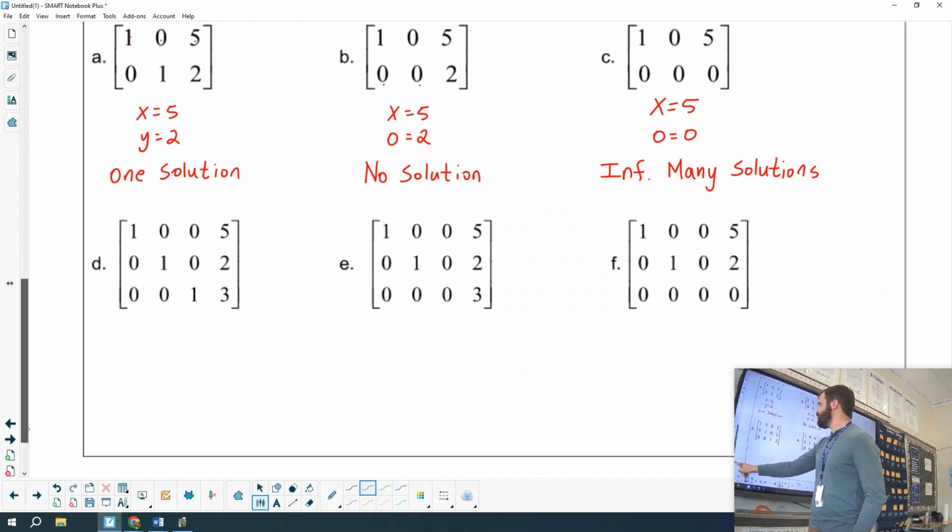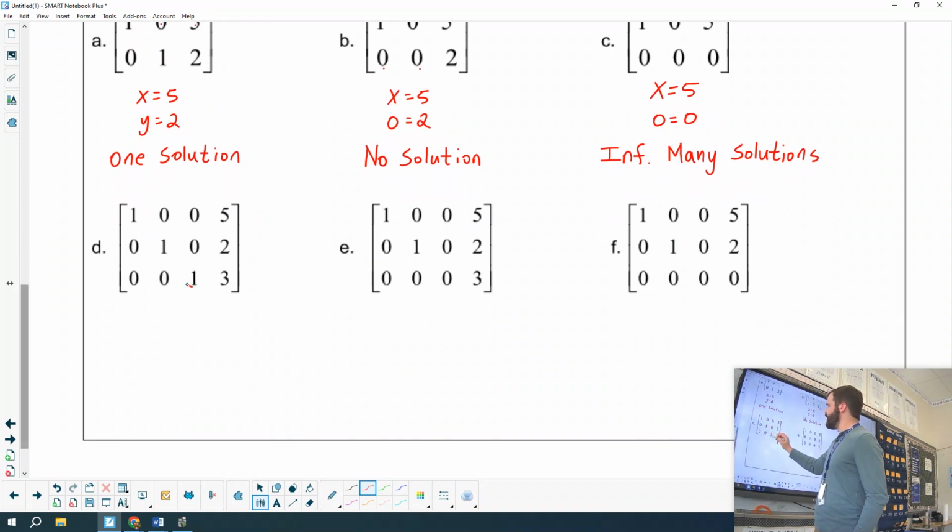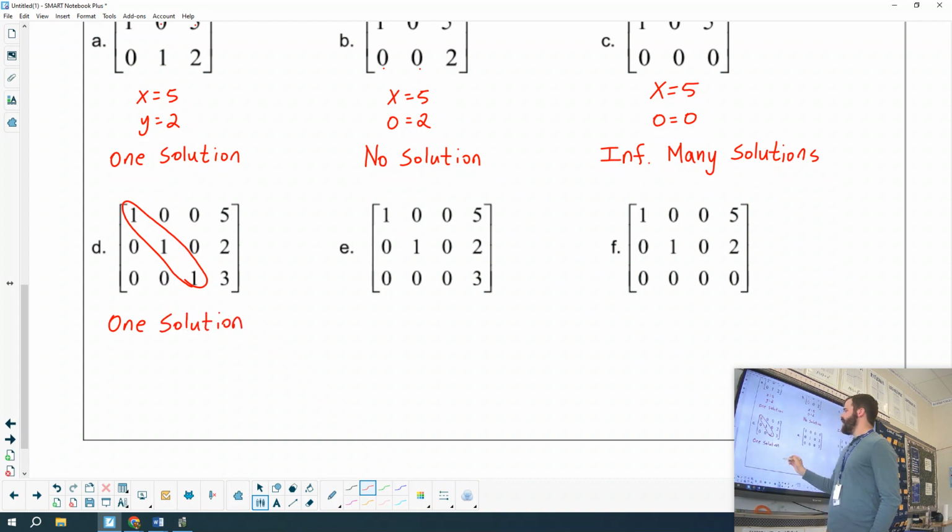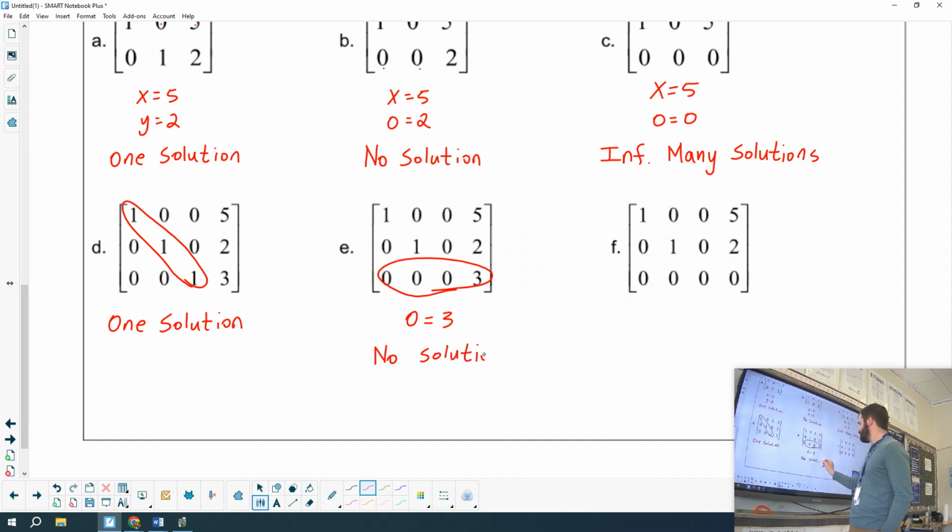We can do the same thing with our 3x4s, right? This one we can tell. Do you see how it has 3 1s? And so it's actually going to be true. So this one's going to be one solution. And we can actually honestly just look at the last row, the bottom row. And you see how on this bottom row we just have 0 equals 3, right? That one, of course, is no solution. And then, look here. If I have 0 equals 0, that is infinitely many solutions.